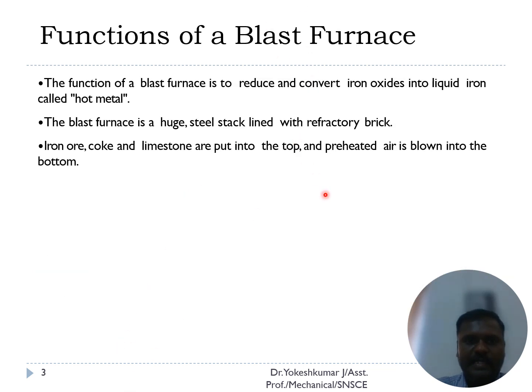And this slide explains the functions of a blast furnace. The function of the blast furnace is to reduce and convert the iron oxides into liquid iron, which is called hot metal. The iron oxides are converted into liquid iron by heating to a liquid state. It is a huge steel stack lined with refractory bricks, and the iron ore, coke and limestone are added at the top, and it is preheated by means of air that is blown in.